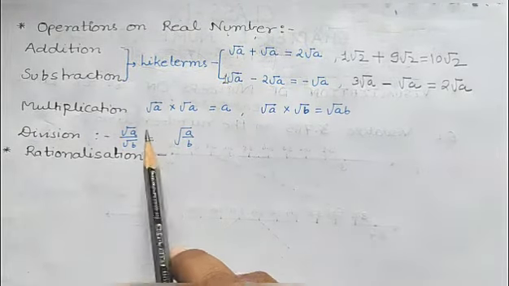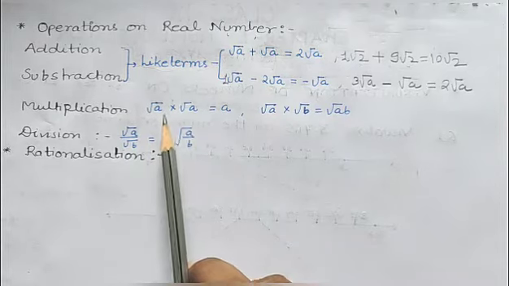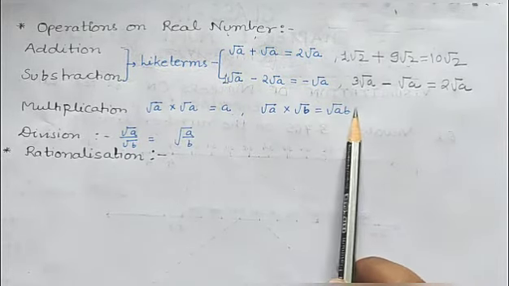Okay, for multiplication and division no rule is followed, just you will multiply under root, like under root a into under root a it is a, under root a into under root b it is under root ab.